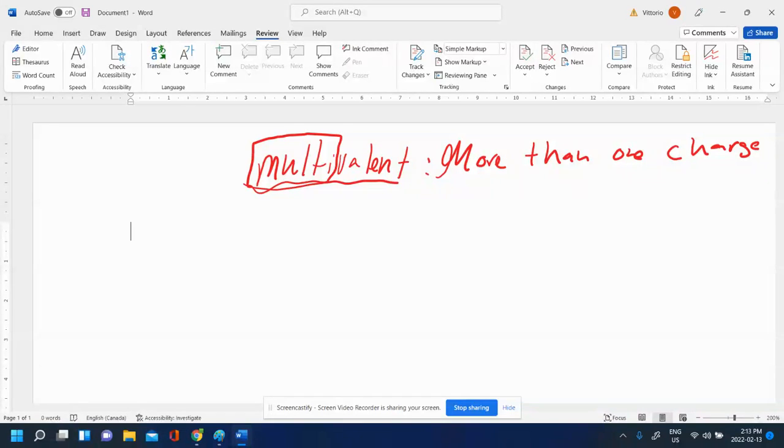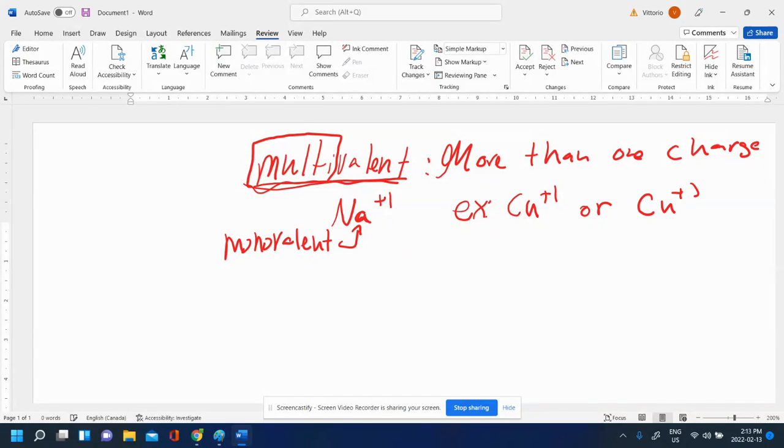For example, sodium. Sodium is always Na+1. There's no other sodium ions other than Na+1. So this would not be multivalent. This would be an example of a monovalent element or monovalent ion. It can only form one charge. But there are some elements that are multivalent. They can form more than one charge. An example of that would be copper. Copper could be copper +1 or copper +2.